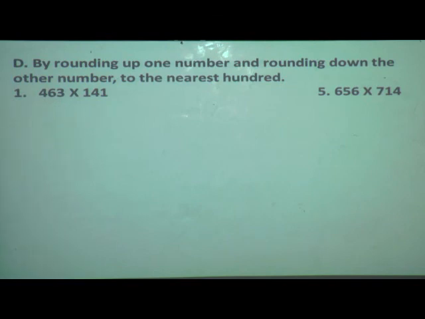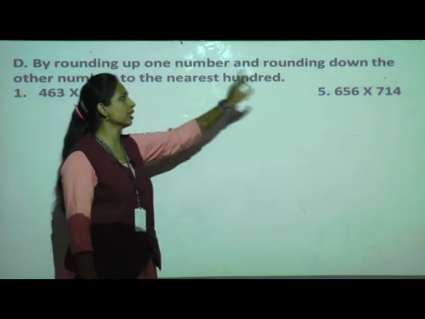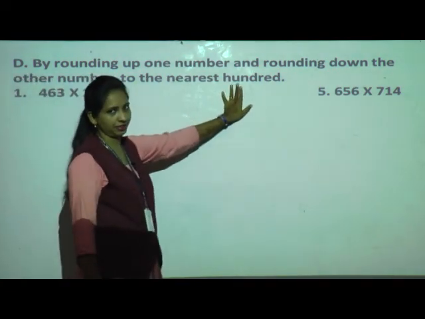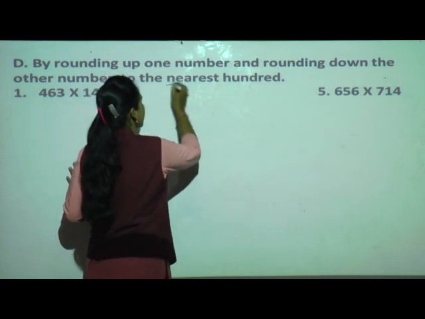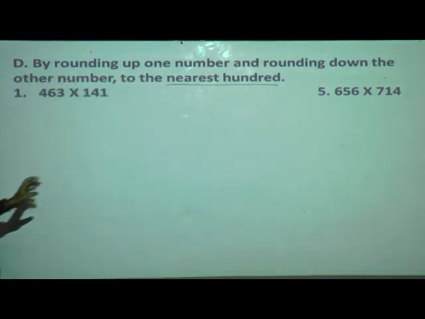Now D question, the last question of exercise 3.6. By rounding up one number and rounding down the other number, find the nearest 100. Very important. Now we have done the nearest tens. Now nearest 100. Read the question properly, then you will start solving.